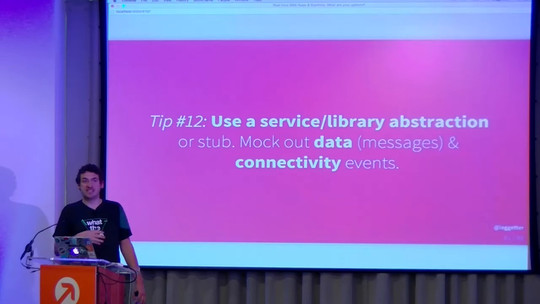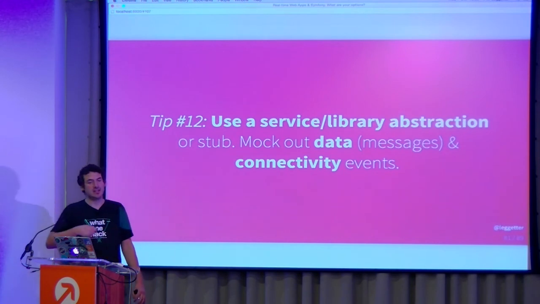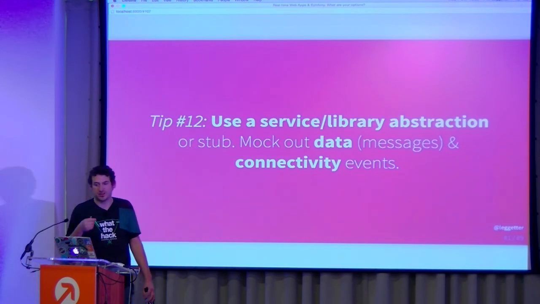Now, I don't know specifically how he goes about doing that, but we've had a few chats. A great way to do it is to have a service or library abstraction layer that you can control and basically mock out, and you write your own JavaScript layer that pretends to be that real-time data feed. And in that sense, you can control the data that's coming out of it. You can trigger fake connectivity events.